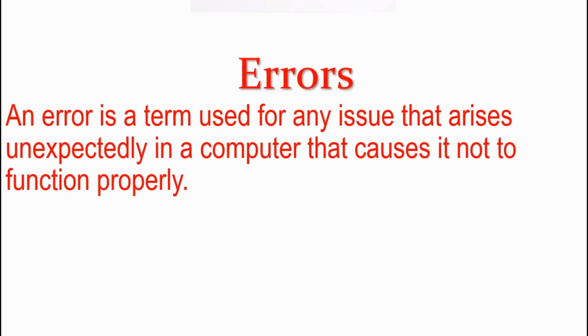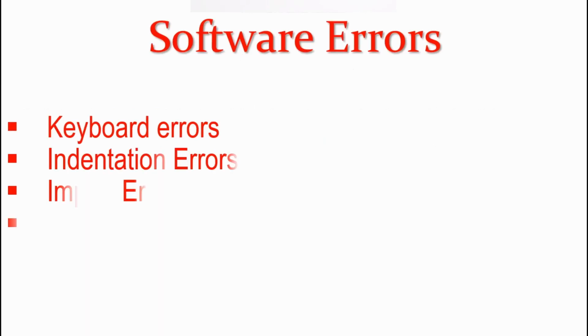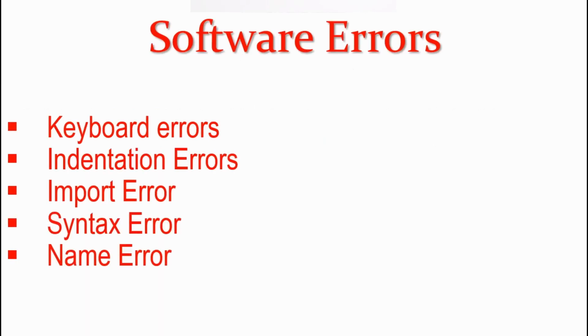Errors. An error is a term used for any issue that arises unexpectedly in a computer that causes it not to function properly. There are two types of errors, software error and hardware error. Software errors. There are five types of software errors. They are keyboard error, indentation error, import error, syntax error, and name error.